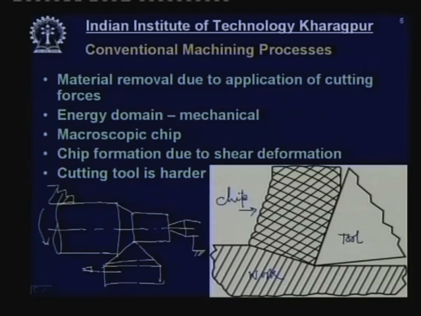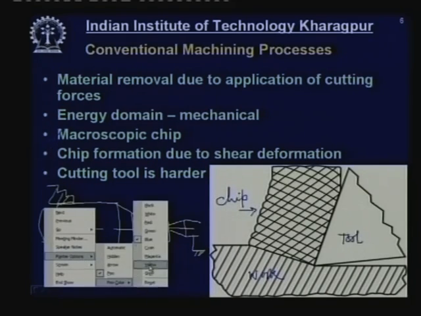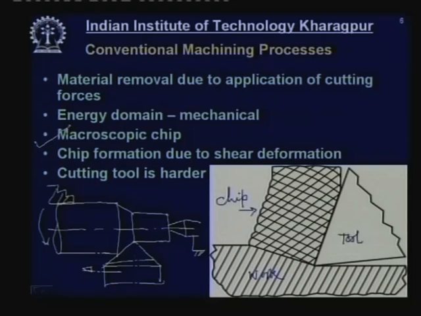So, what are the characteristics? There is a macroscopic chip. In conventional machining processes, there is macroscopic chip formation. How does the chip formation take place? It takes place due to shear deformation. These are the shear lines, as you can see. This is the shear plane, this is my shear angle.